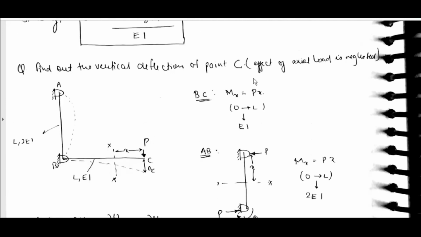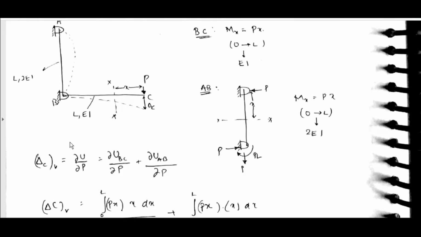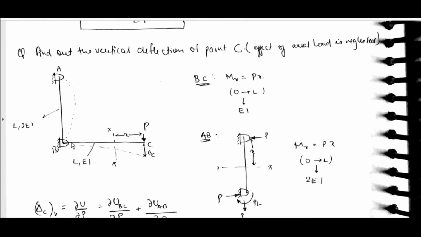Find out vertical deflection of point C. Effect of axial load is neglected. For BC, Mx is equal to Px, from 0 to L, with EA. For AB, there will be load of P here, P here and P here. If we remove this whole thing completely, then we will have P here, P here, then PL. Delta C.